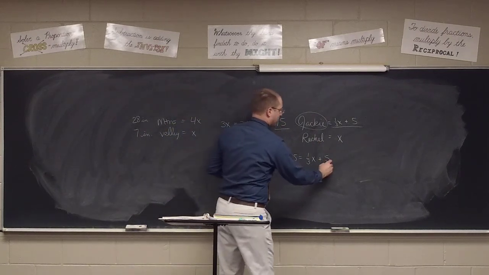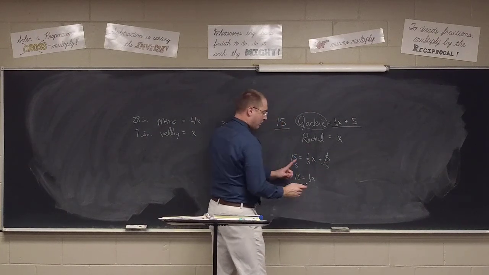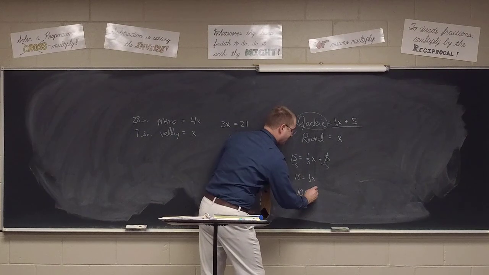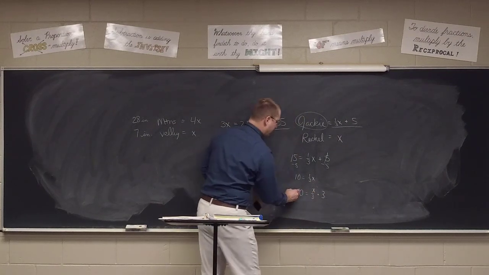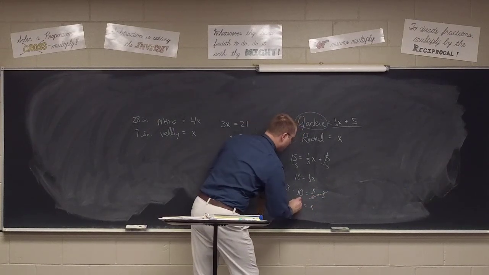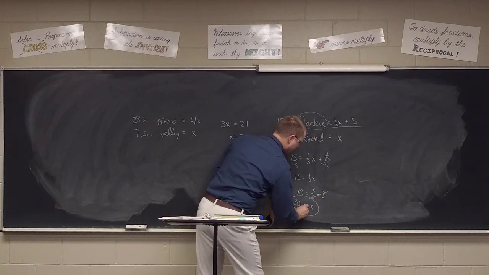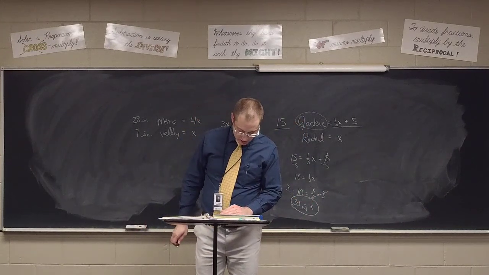Here, we would put a -5 on both sides to get 10 is equal to a third x. We could represent, by the way, this as x over 3, remember. And if you were to multiply both sides by 3, that would cancel with the divided by 3 to get x is equal to 30 minutes. Apparently, it takes Rachel 30 minutes to do the dishes.